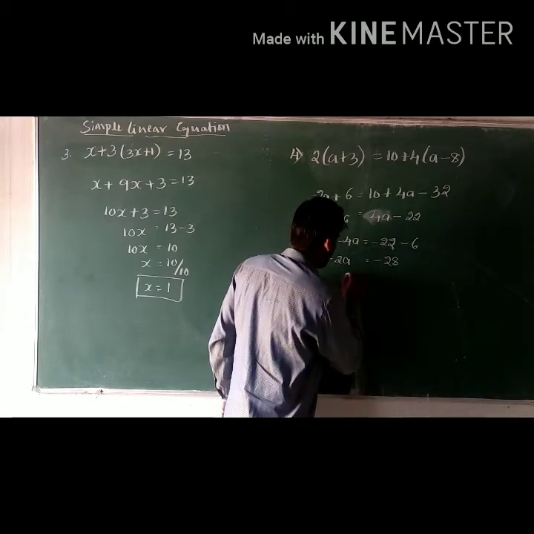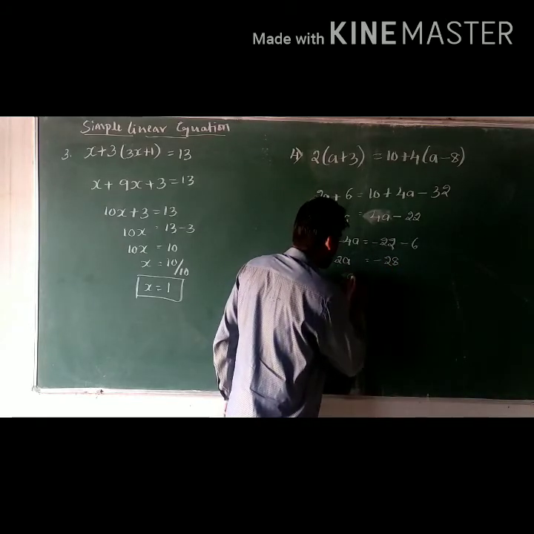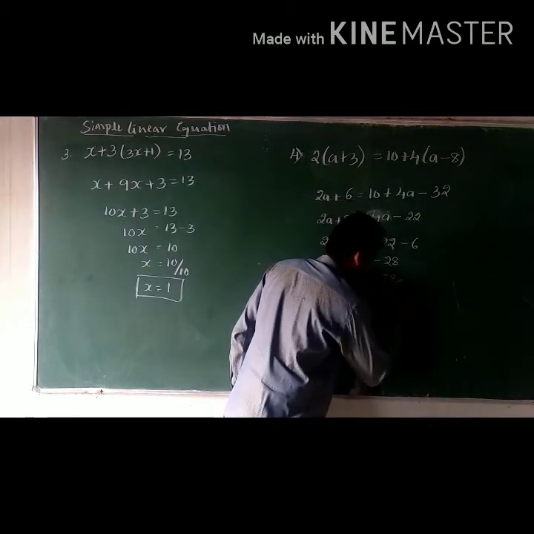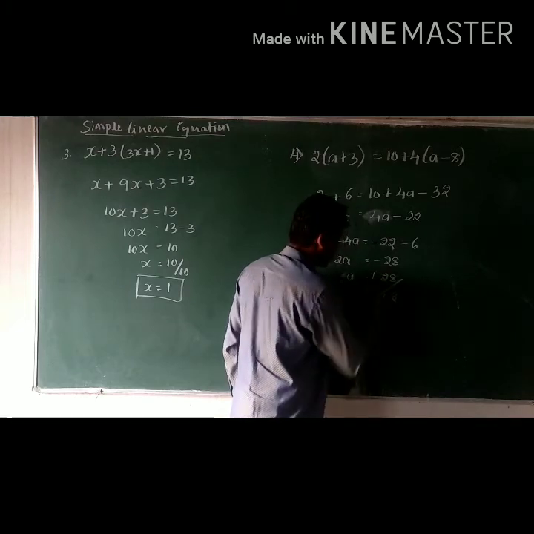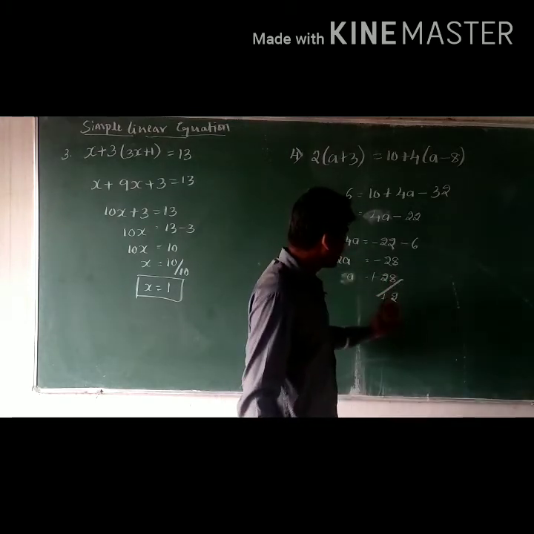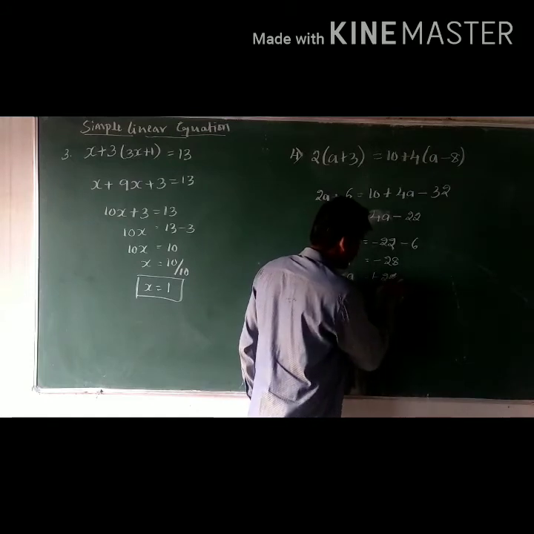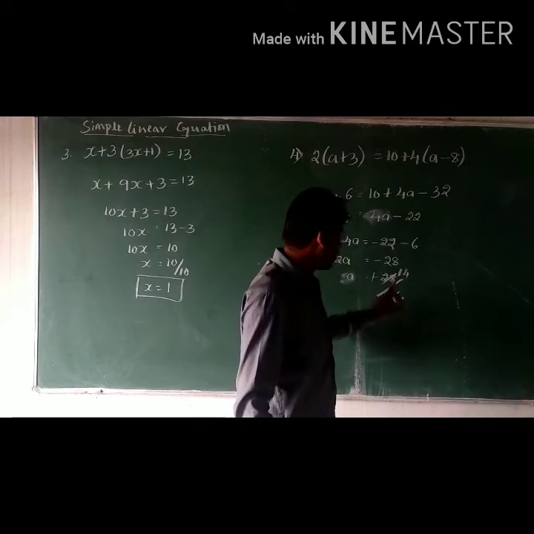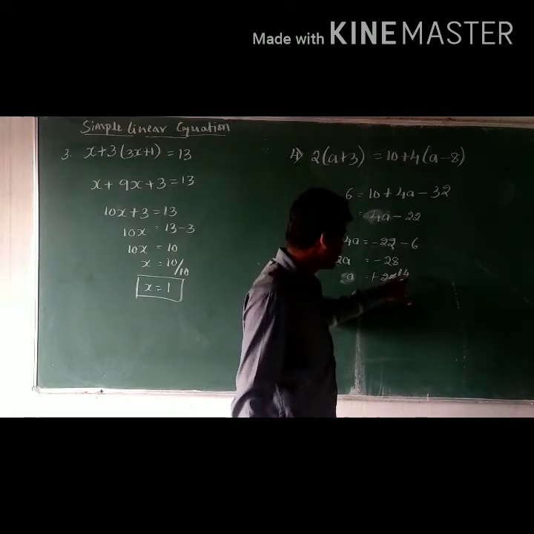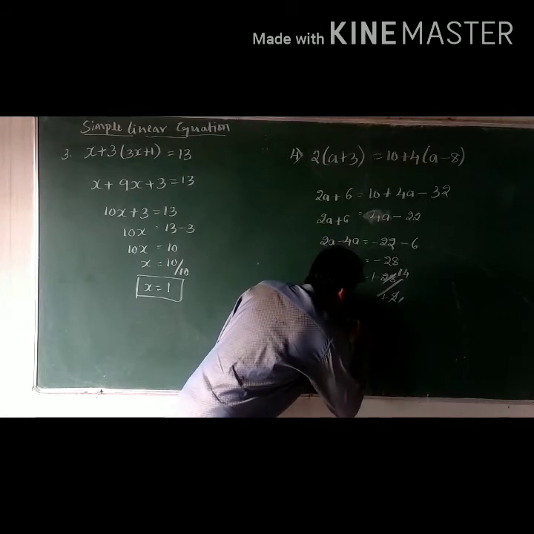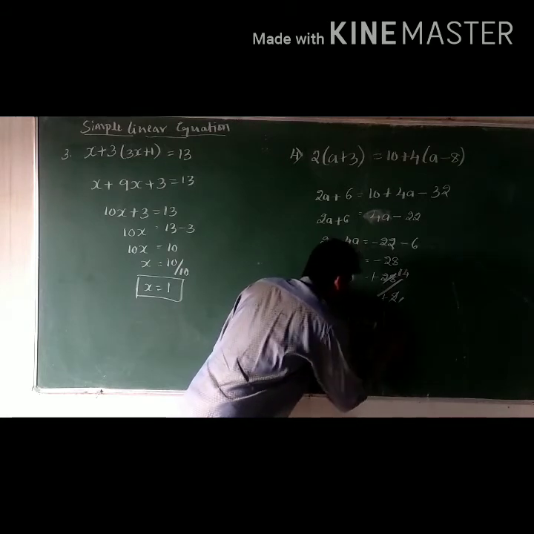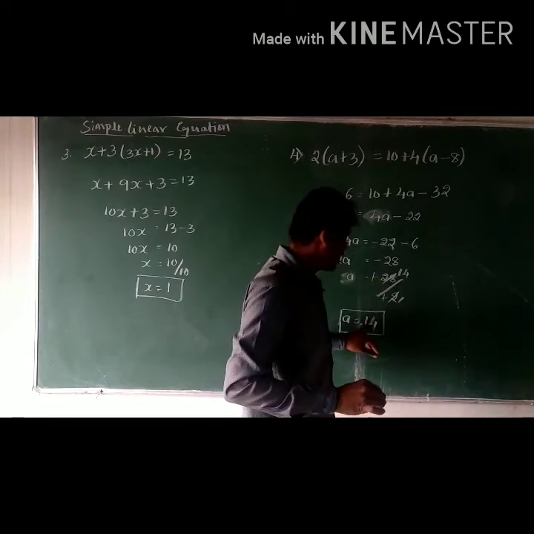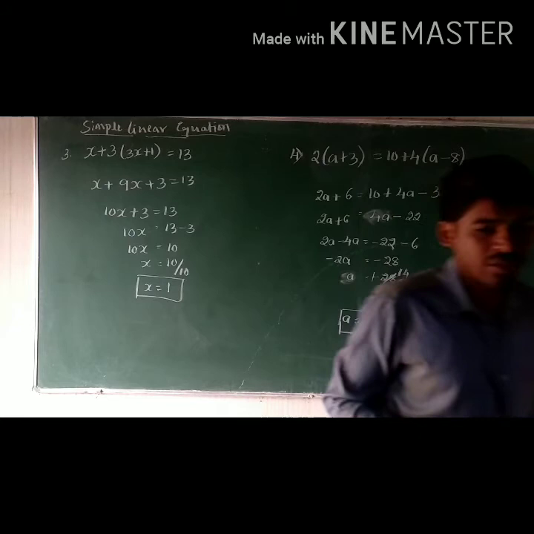Then a is equal to minus 28 divided by minus 2. Now the minus should be cancelled. Remaining 28 and 2. Now 2 ones are 2, 2 fourteens are 28. Now a is equal to plus 14. Don't take it as a minus, because both the symbols will cancel. Remaining, a is 14.